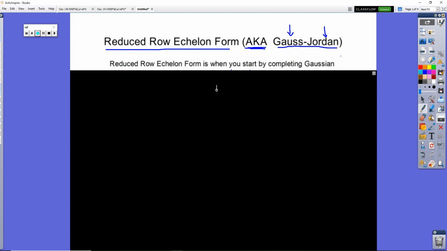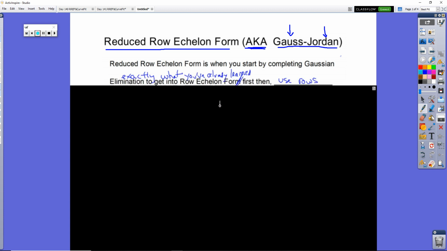Reduced row echelon form is when you start by completing the Gaussian elimination process to get yourself into row echelon form. Up to here, this is exactly what you've already learned how to do, the Gaussian elimination process. We start from the top row, we work our way down, we work from left to right, we're turning the leading coefficient into ones, and we're getting a triangle of zeros underneath that diagonal of ones. So once you finish with the row echelon form part, this is when the Jordan part of this process begins. So the first part is Gauss, and the second part is Jordan.